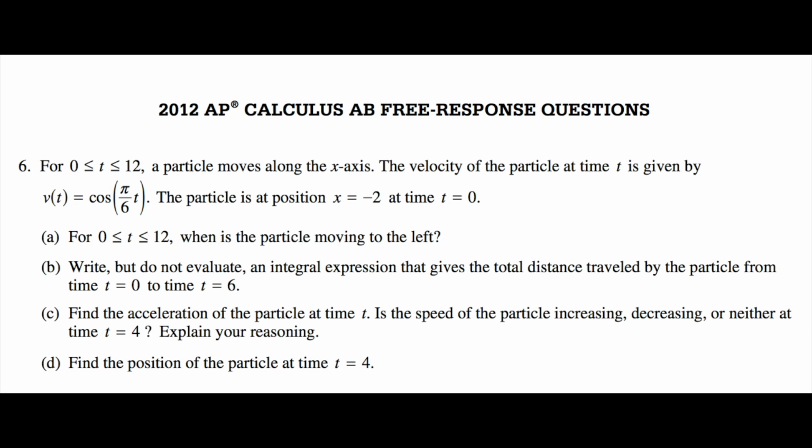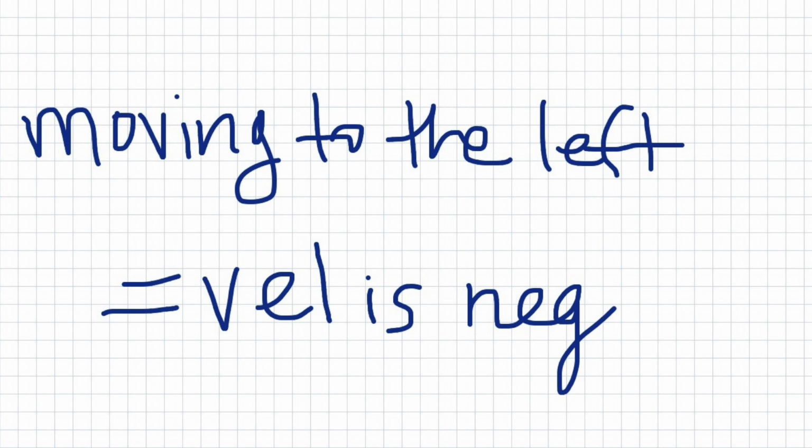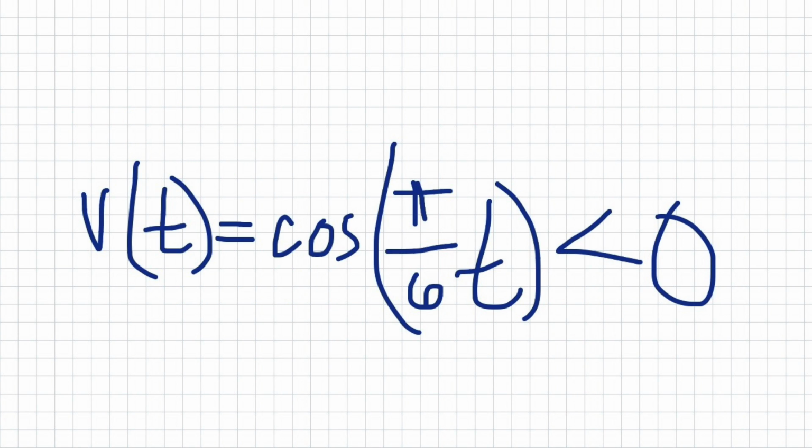Okay, so the math problem we're going to do today is from the 2012 AP Calculus AB Free Response, question number 6, and it deals with a moving particle. The first part of the question asks you to evaluate where the particle is moving to the left. We know that for a particle moving to the left, the velocity has to be negative. Therefore, we can use the velocity equation they gave us and look at where it is less than 0.